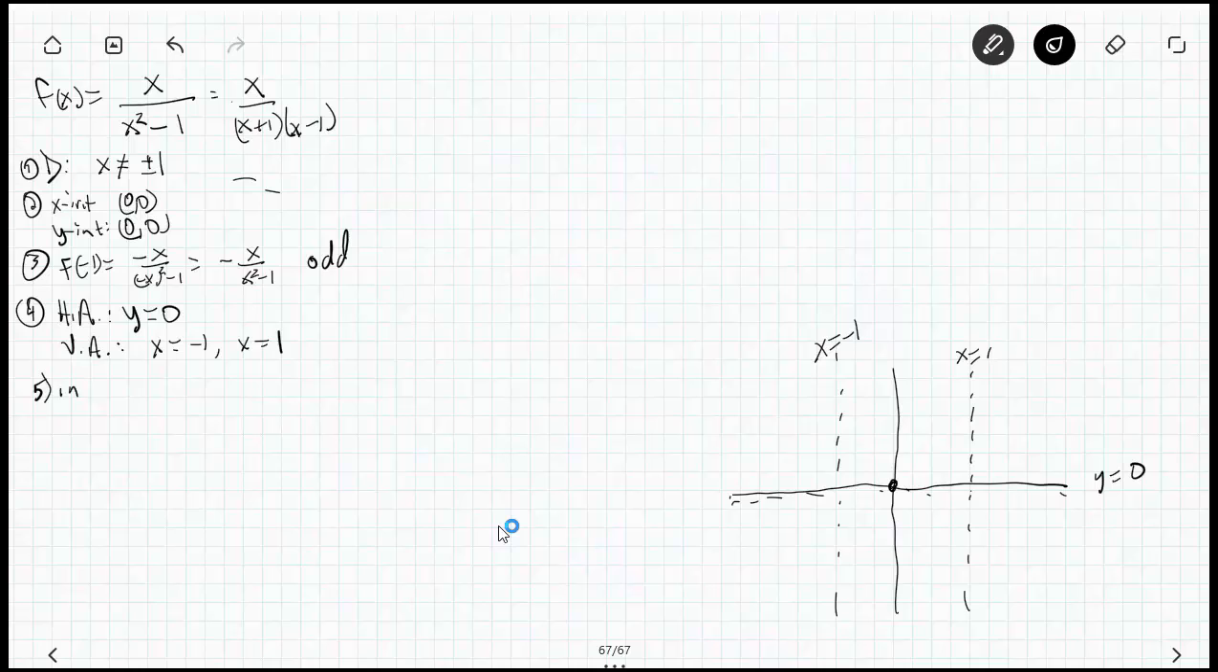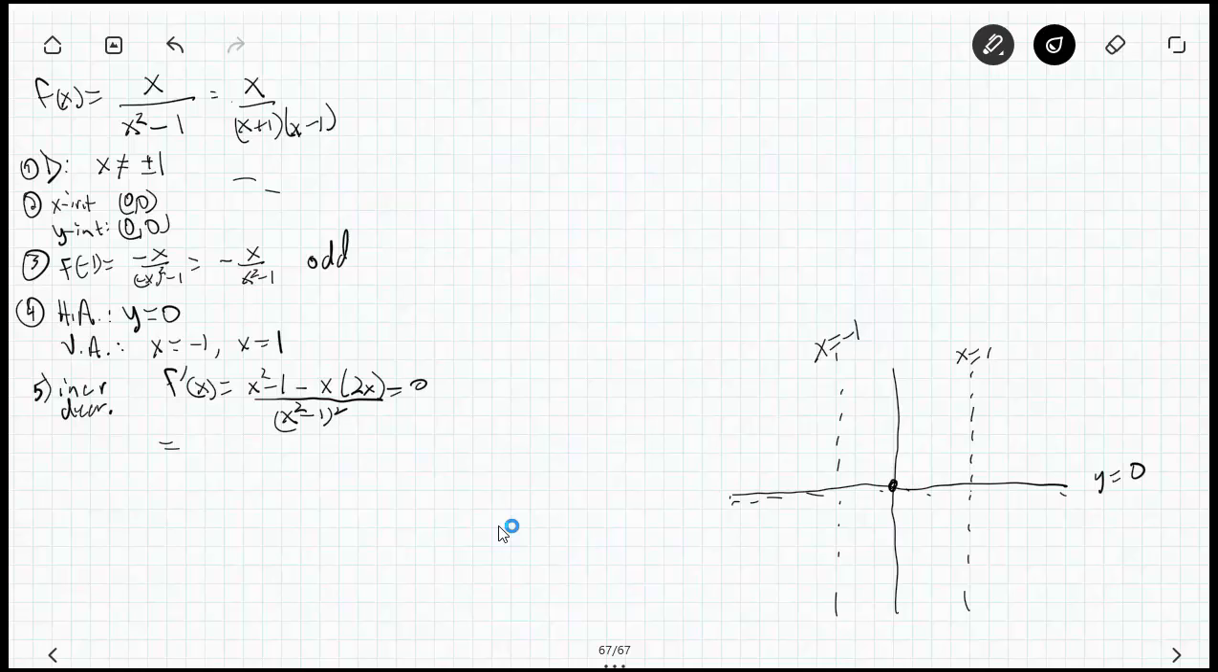Now, let's do our thing. I want to figure out when it increases and decreases. Well, how do I do that? I'll take a derivative. F prime of x is equal to low d high, which is x squared minus 1, minus high d low, which is x times 2x, all over low squared. Now I get x squared minus 1 squared, and I set that equal to 0. And then I do some algebra.